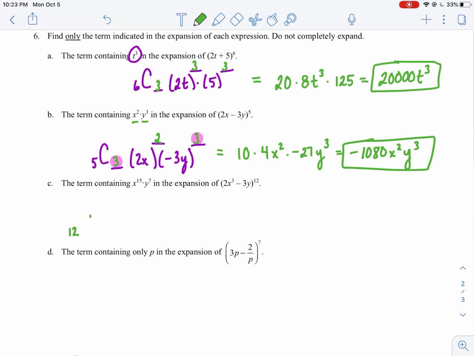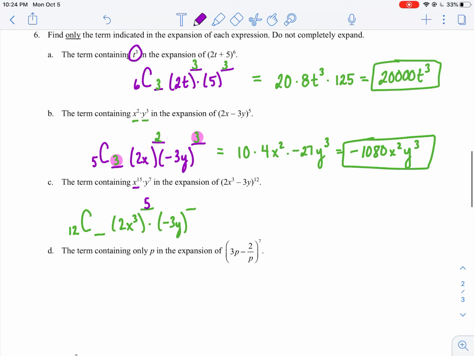Right, so we know it's going to be 12 choose something. The 2x cubed is going to go to a power, and the negative 3y is going to get raised to a power, right? So this one is a little bit sneakier because, as you may have noticed, we want the x to the 15th. And here, x is being cubed. So what number would I need to put up here so that I would multiply a power to a power to get 15? Well, I'm going to need a 5, right? Because then x to the third to the fifth would be x to the 15th.